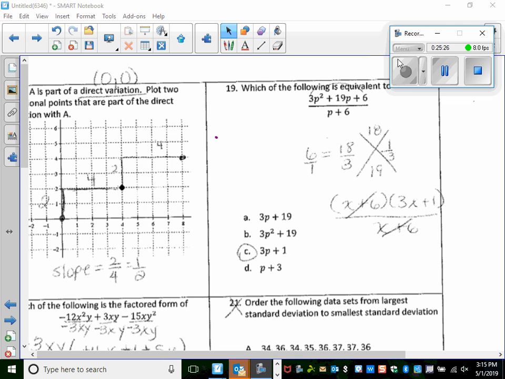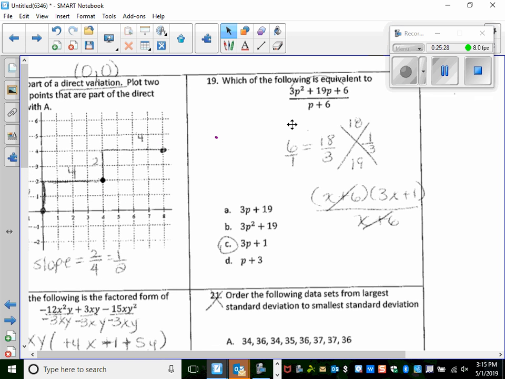All right, here's number 19. Okay. So number 19 said, which of the following is equivalent? What does equivalent mean? Equal. You almost see the word. Okay, equal, not similar. It means equal. Okay, EQU. Then you almost see the word equal, equivalent to.